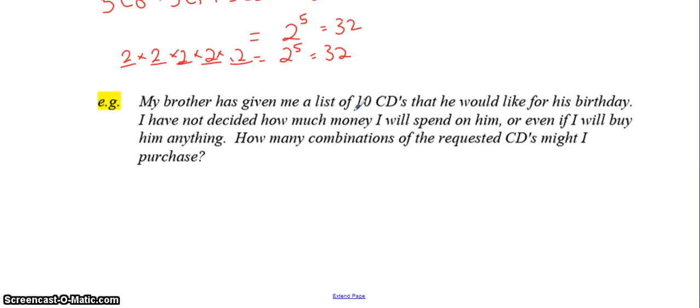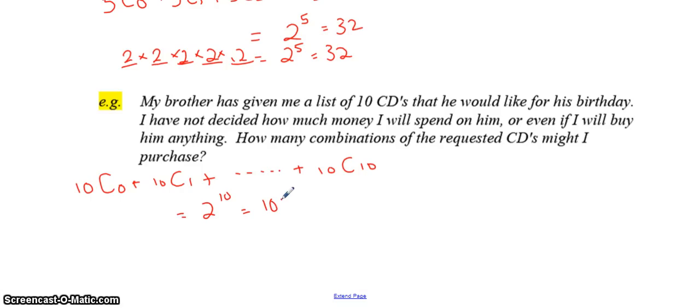My brother has given me a list of 10 CDs that he would like for his birthday. I have not decided how much money I will spend on him or even if I will buy him anything. How many combinations of the requested CDs might I purchase? So once again, out of the 10 CDs, I might buy him none. Or out of the 10 CDs, I might buy him one. All the way up to, out of the 10 CDs, I might buy him all 10. So that would be equal to 2 to the 10. And 2 to the 10 is equal to 1024.